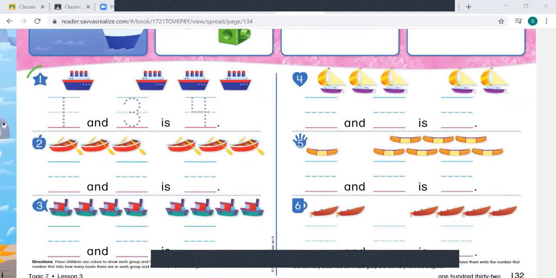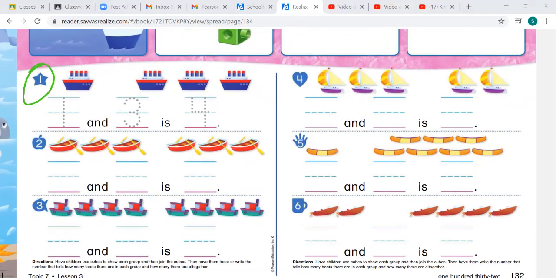All right, let's look at our first problem here. We're going to use cubes. We're going to draw them, but in class you would have the cubes. So you're going to use cubes to show each group and then join the cubes. And then you're going to trace or write the number that tells how many boats there are in each group and how many there are all together.